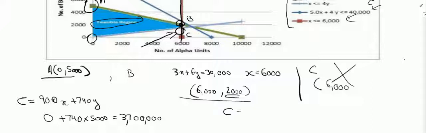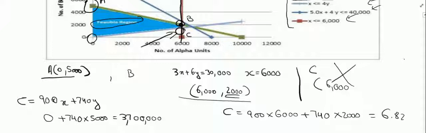At point B, my contribution will be 900 multiplied by 6,000 plus 740 multiplied by 2,000, and 900 into 6,000 plus 740 into 2,000 is 6.88 million. So I will be producing at this specific point.